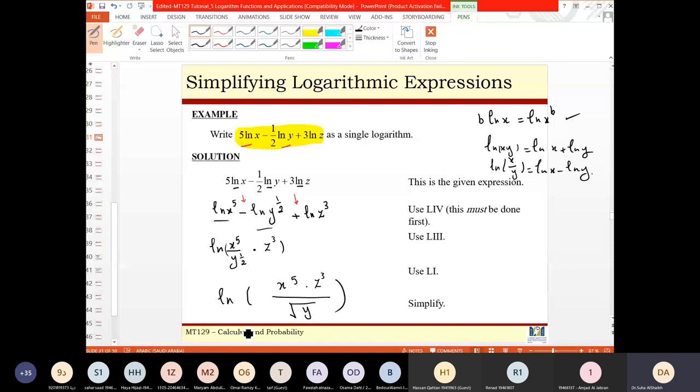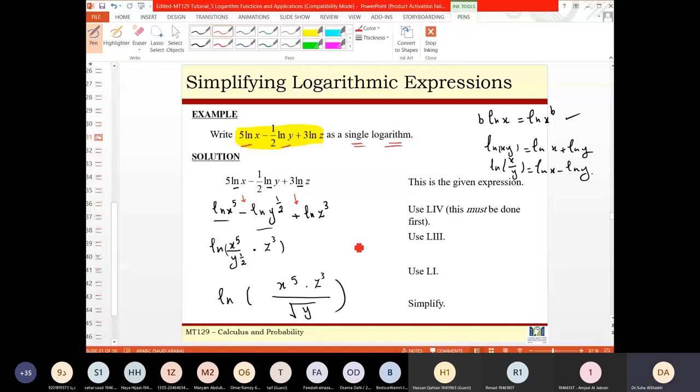Got it? Now, this is something that could come as a multiple choice question. You have to practice more of this, okay? Try to check the book. Try to find more examples of simplifying logarithmic expressions.